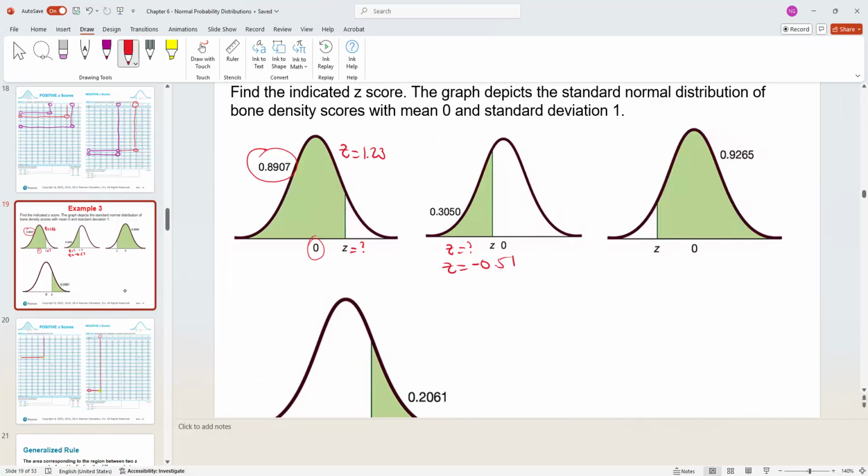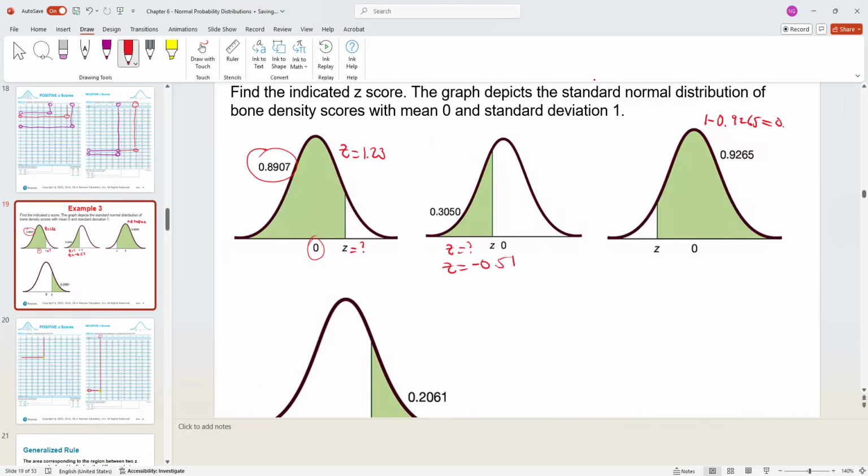Now, remember, we just did two on the left. You see, the shaded area is on the left. Now, it should be a little bit different from what you see here. Now we are on the right. This probability here, you must subtract it from 1 first. So subtract 0.9265 from 1. I'm going to grab my calculator. I do 1 minus 0.9265.